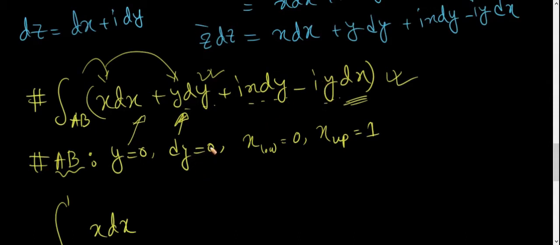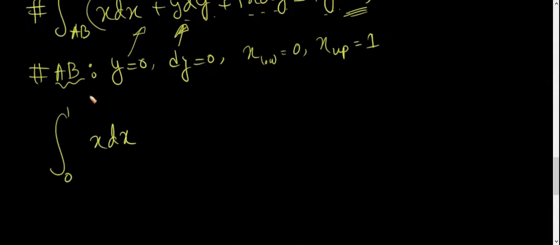So this x dx will just give you x squared by 2, from 0 to 1. This will be just 1/2, right? So yes, there is x dx, and this will be x squared by 2 from 0 to 1. This is just 1/2. So this is for part AB.